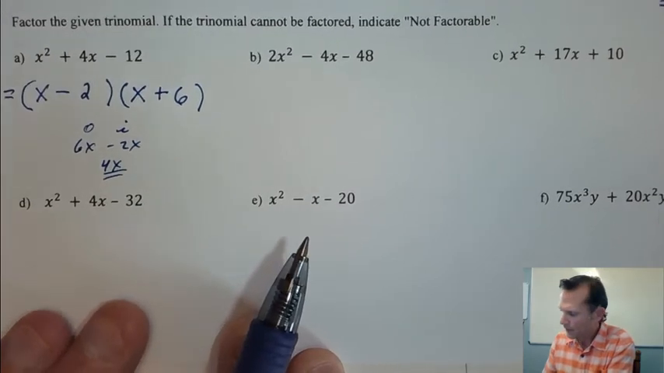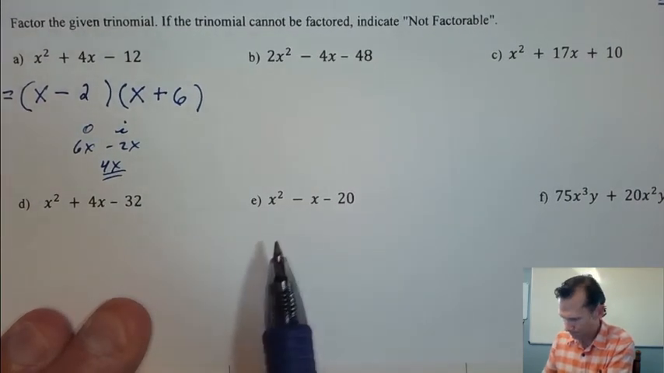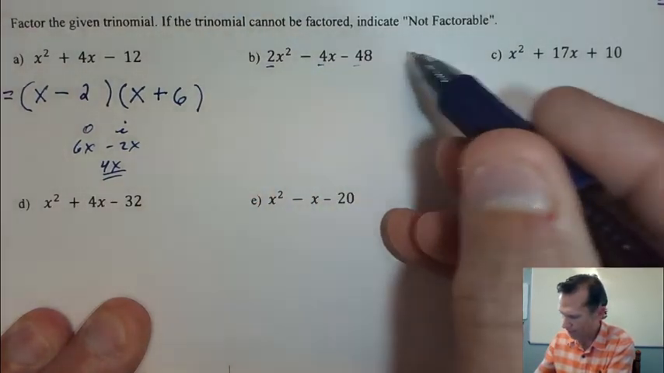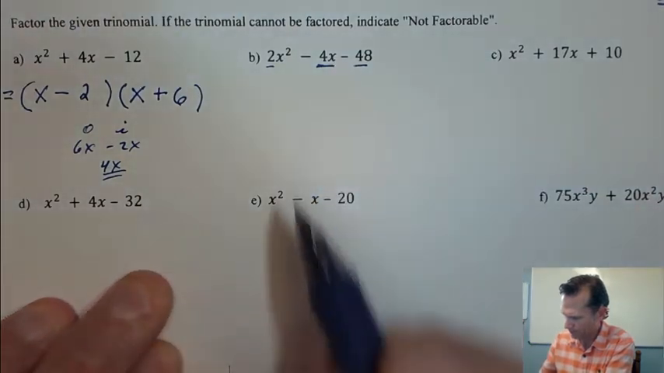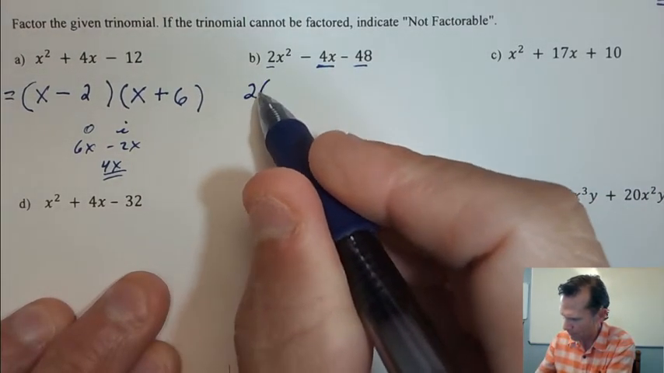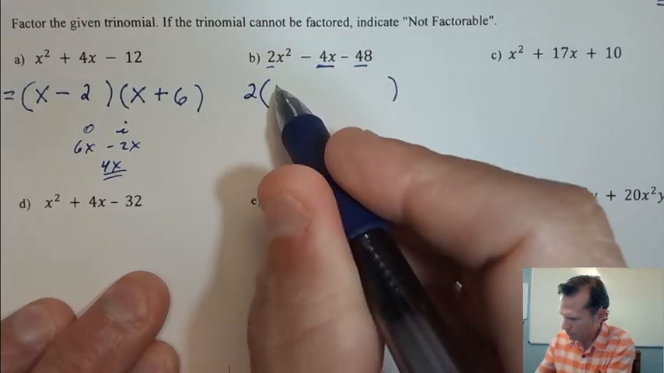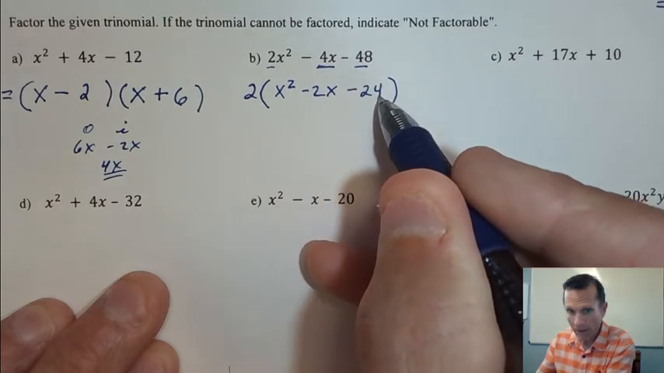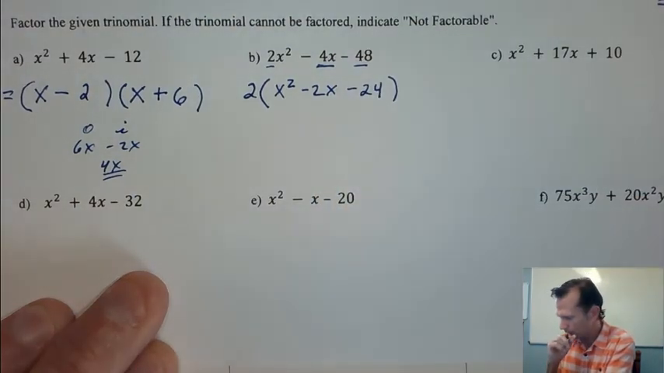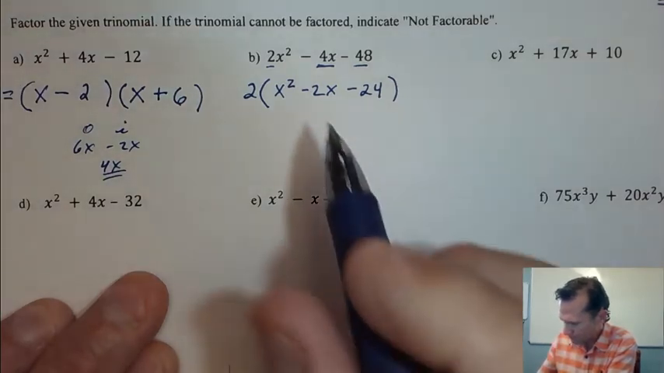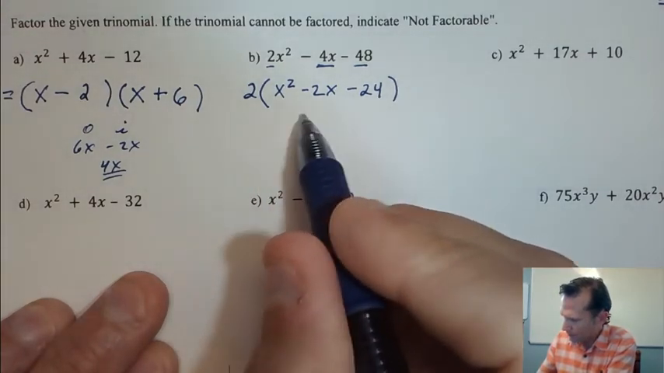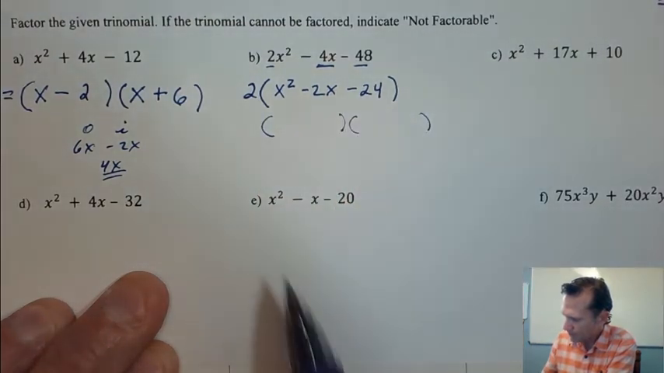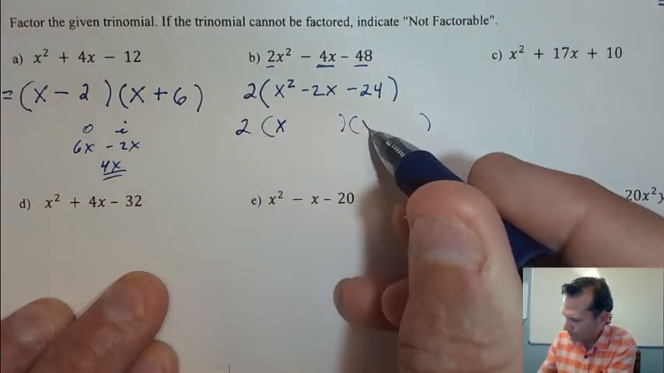Okay. So looking at B here, we always want to make sure that we have the GCF factored out of the problem first, and we see all these are even. So I can pull a 2 out front of this problem, and then I'm left with x squared minus 2x minus 24, okay? So then, what I'm going to do is I'm going to factor this. And I'll have my x's.